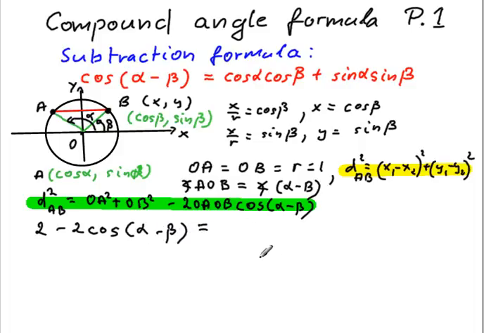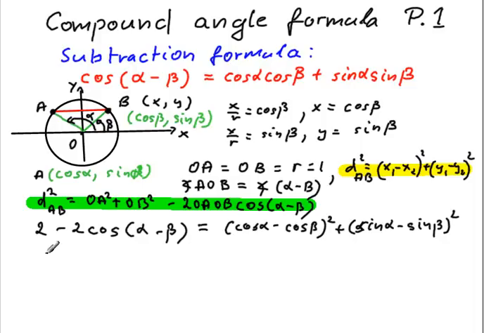Now, using the distance formula, you would see the following. Cos alpha minus cos beta squared. So this is the difference between x coordinates, plus sine alpha minus sine beta squared. The left-hand side is pretty much straightforward, so there's nothing we can do so far with it. Now, we need to continue with the right-hand side.